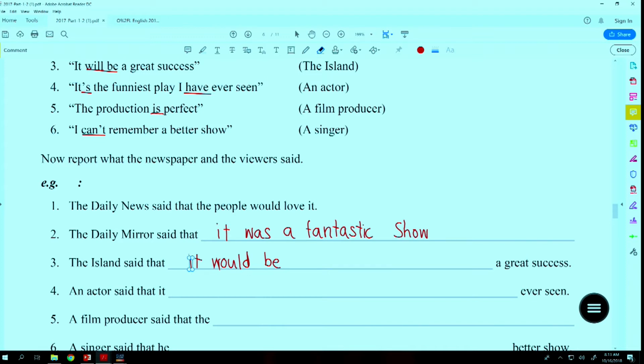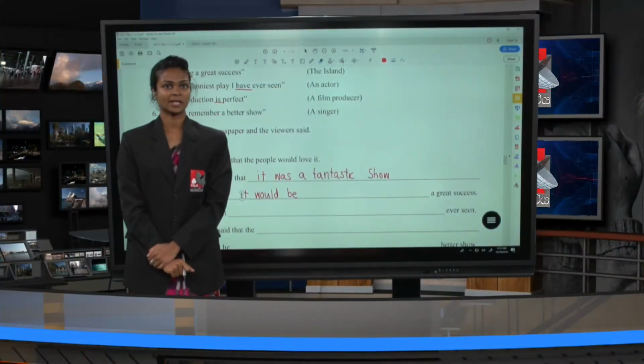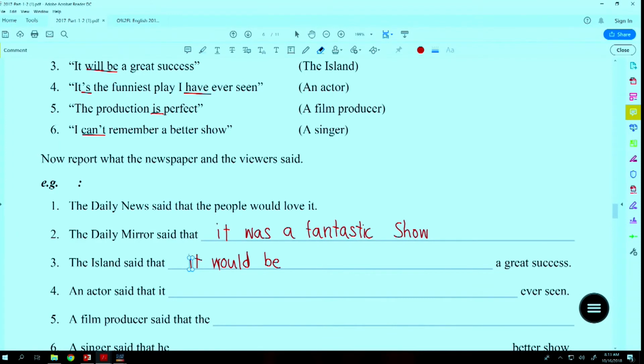Then the fourth one. What is it? It's the funniest play I have ever seen. It is said by an actor. So how would you construct it? An actor said that it should be converted. It was. It was the funniest play. Then what's your answer? I had ever seen. It was the funniest play I had ever seen.